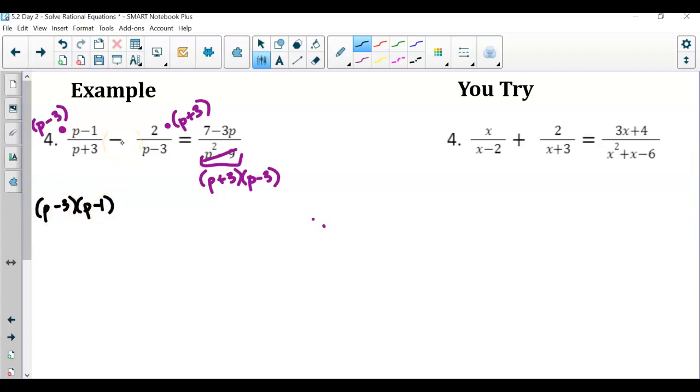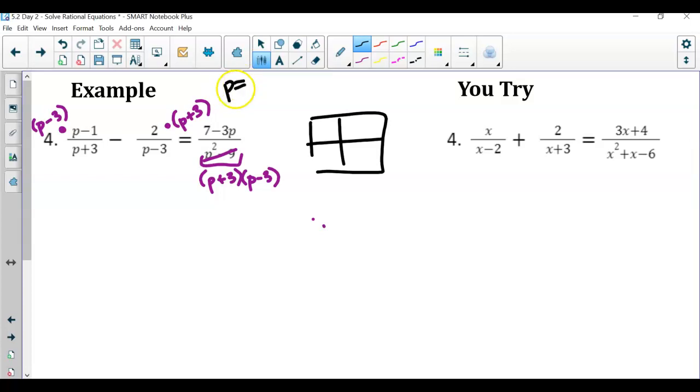Keep in mind, now we do have the box method. So instead of just distributing, I'm going to set up that box here, or you can do FOIL. Oh, and then I just realized something. My fault, guys, I just got right into solving and forgot to identify my extraneous solutions. P cannot equal, well, here we've got positive 3 and negative 3 in our denominator. So P cannot equal negative 3 and positive 3. So keep that in mind.